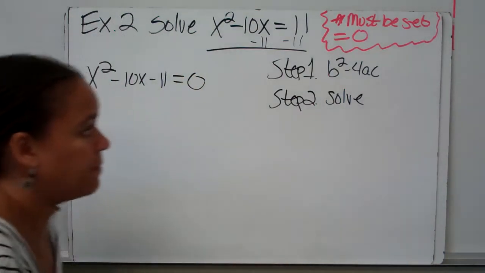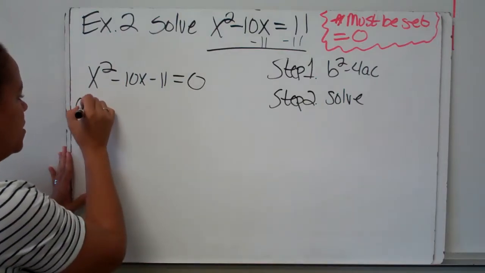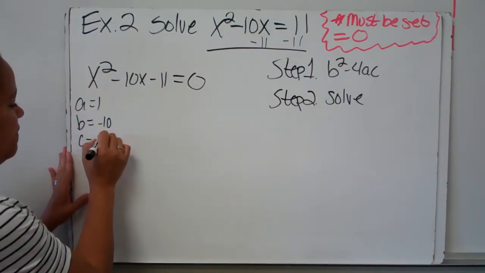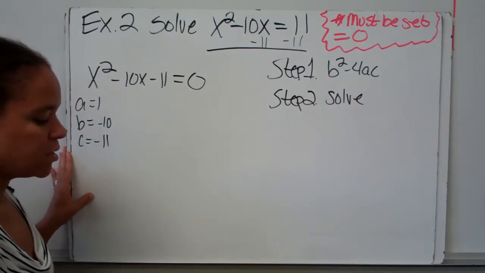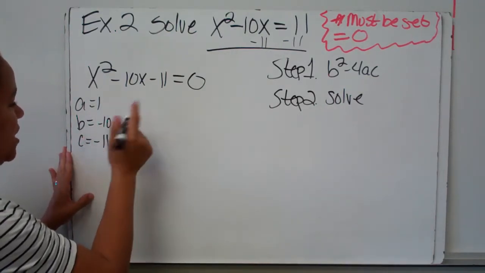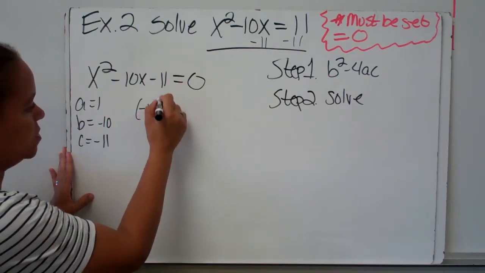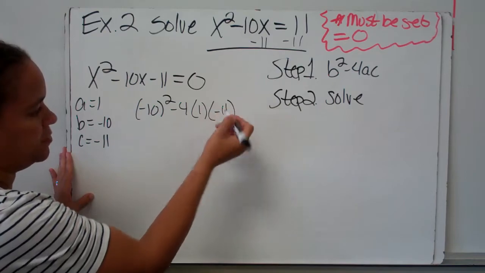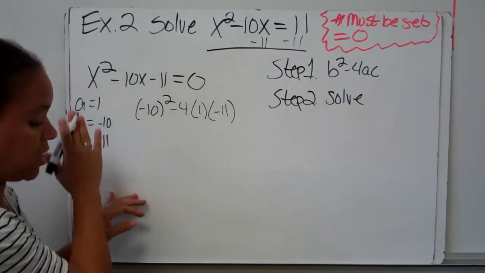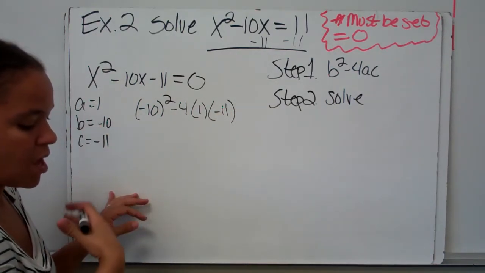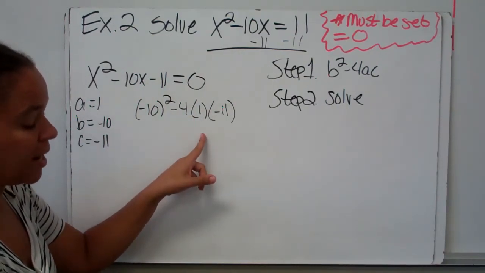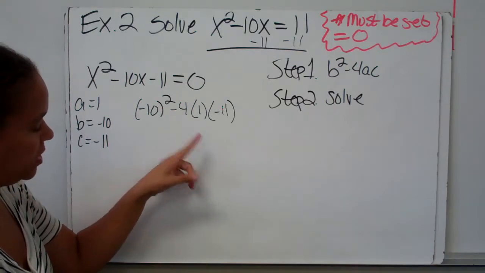Step 1, find b squared minus 4ac. A is 1, b is negative 10, c is negative 11. So if we're going to find this, we want to take b, negative 10, squared minus 4 times a times c. You see where I plugged all of those in? Just got them from here. I'm just plugging things in. If you calculate all that, you'll end up with 100 minus negative 44, or 100 plus 44.